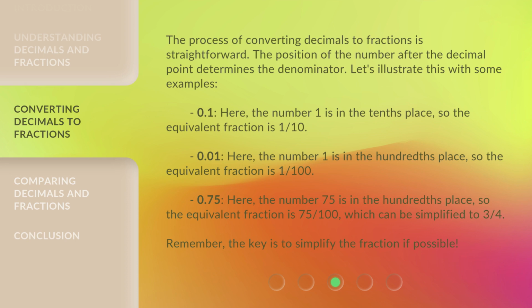0.75. Here, the number 75 is in the hundredths place, so the equivalent fraction is 75/100, which can be simplified to 3/4. Remember, the key is to simplify the fraction if possible.